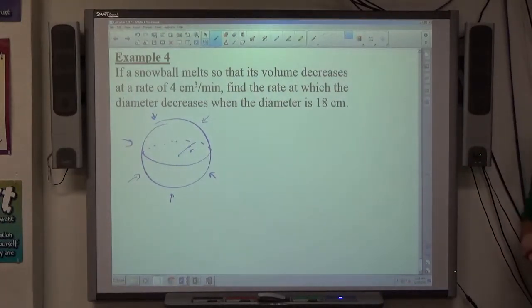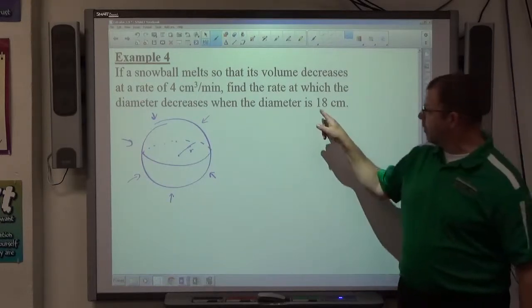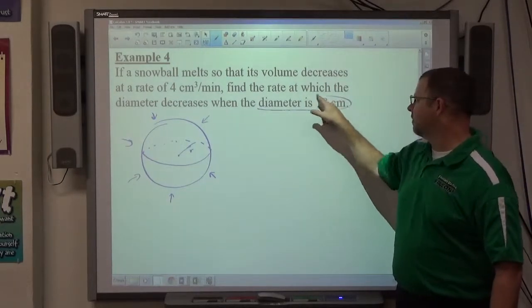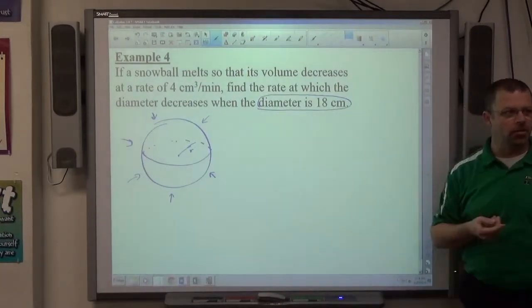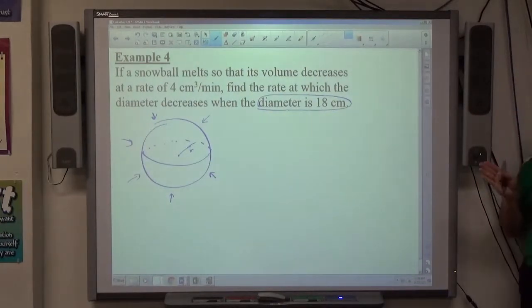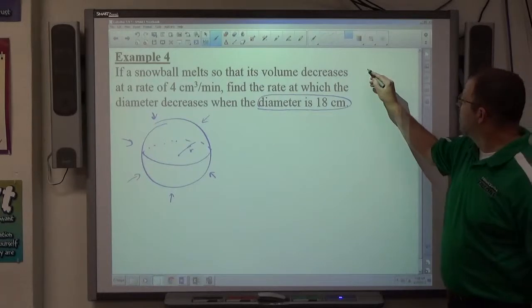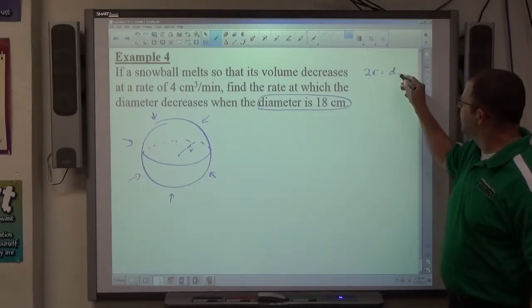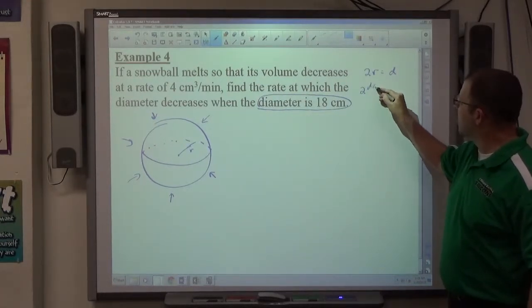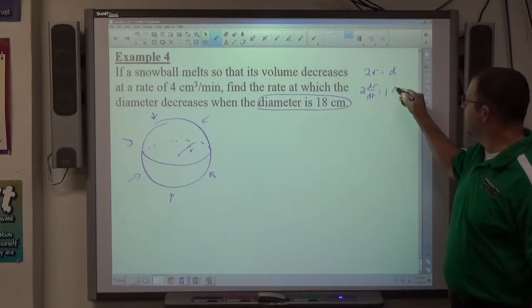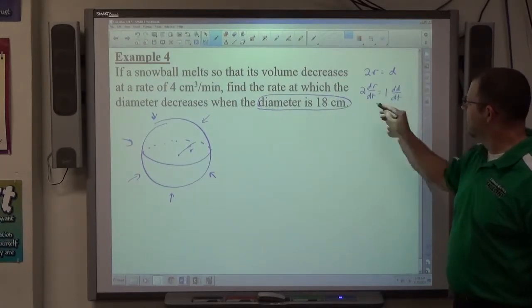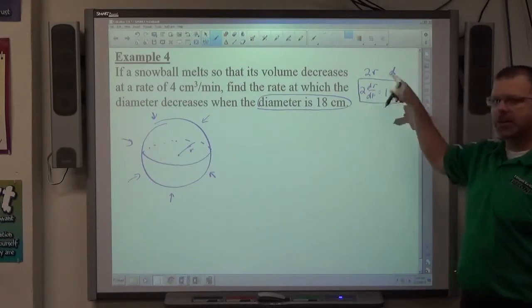And notice I put the radius as r, even though I know the radius would be 9. It says the diameter is 18 centimeters, right? But the radius is actually 9 centimeters. The reason I want radius is because I have a formula for the volume of a sphere involving radius. I can find out how quickly the radius decreases. If I double that, that's how quickly the diameter decreases, right? So I know that 2r is equal to d. So that means 2 times dr over dt is equal to dd over dt.